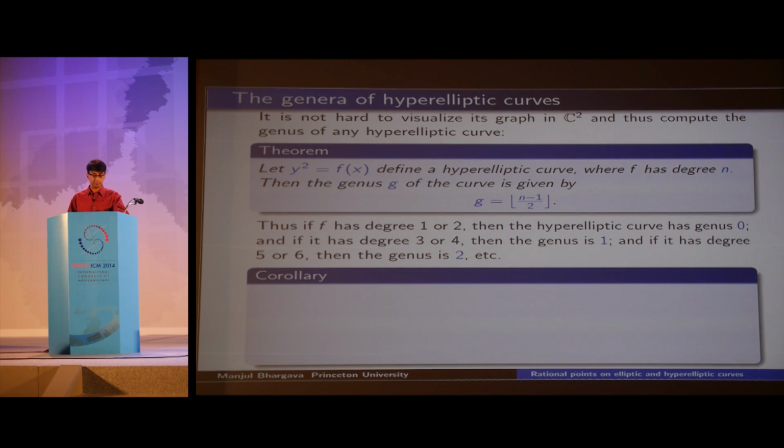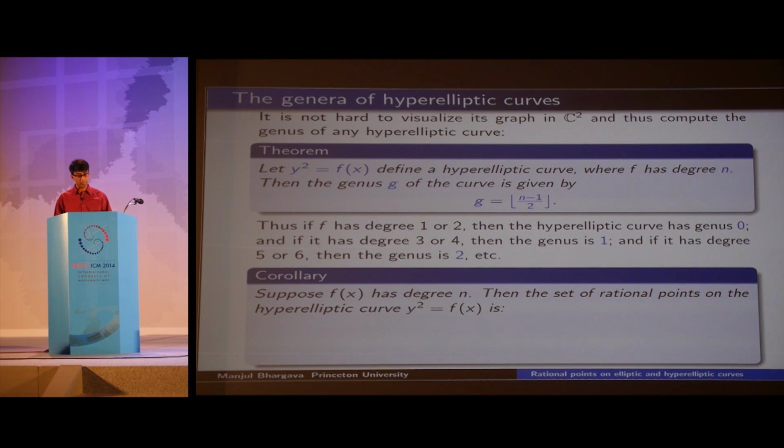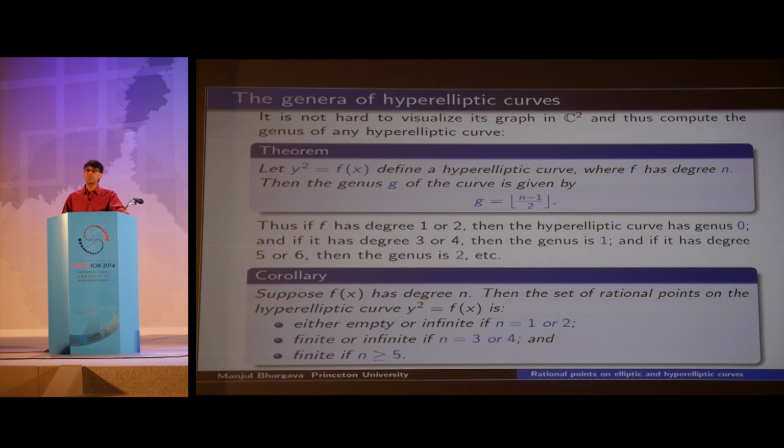And so the corollary is that suppose f of x has degree n, then the set of rational points on the hyperelliptic curve y squared equals f of x is either empty or infinite if n equals 1 or 2, right? That's the genus 0 case. It's either finite or infinite if n is 3 or 4. And the number of solutions to y squared equals f of x is always finite if n is at least 5, right? Because then the genus is at least 2. Okay, so that's the corollary for hyperelliptic curves.